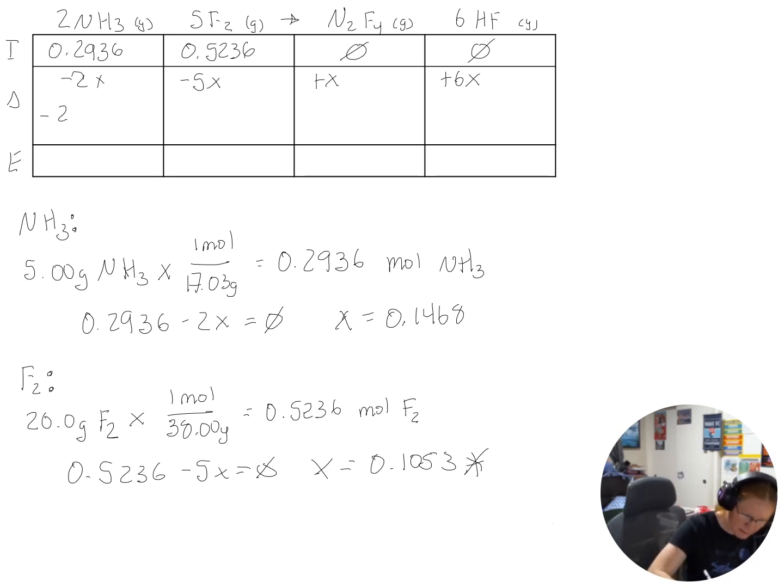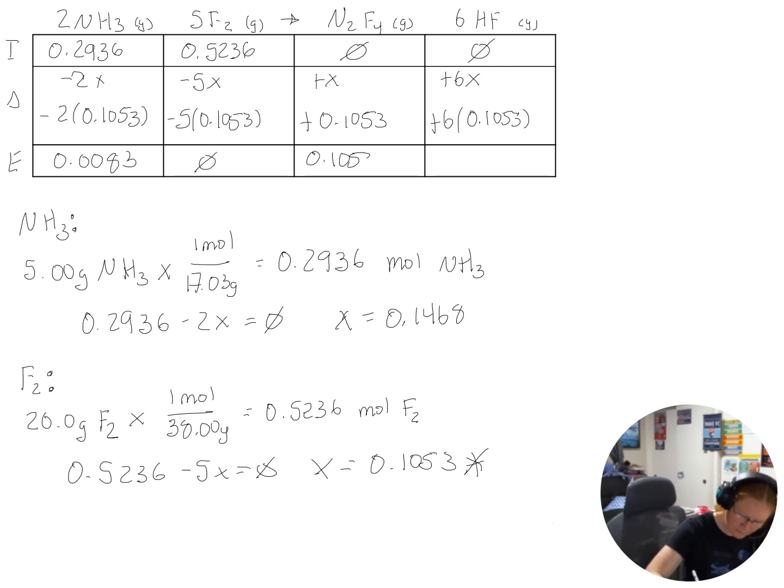So minus 2 times 0.1053, minus 5 times 0.1053, plus 0.1053, and then plus 6 times 0.1053. All right, so we end up with a tiny bit of ammonia left. We don't have any fluorine left. We have 0.1053 moles of our dinitrogen tetrafluoride and 0.6318 moles of our hydrogen fluoride.